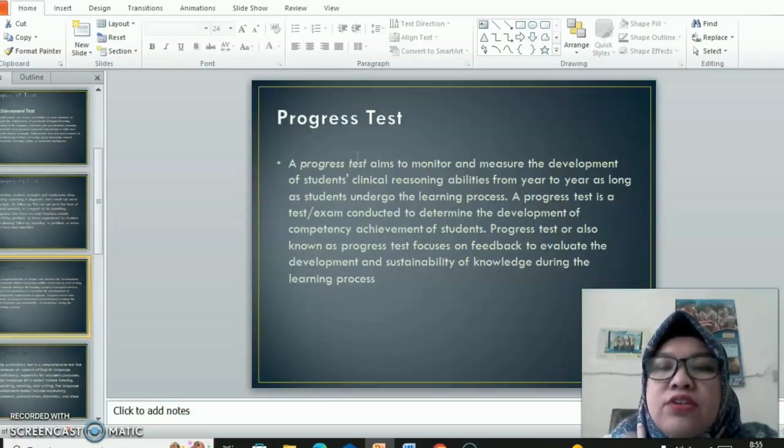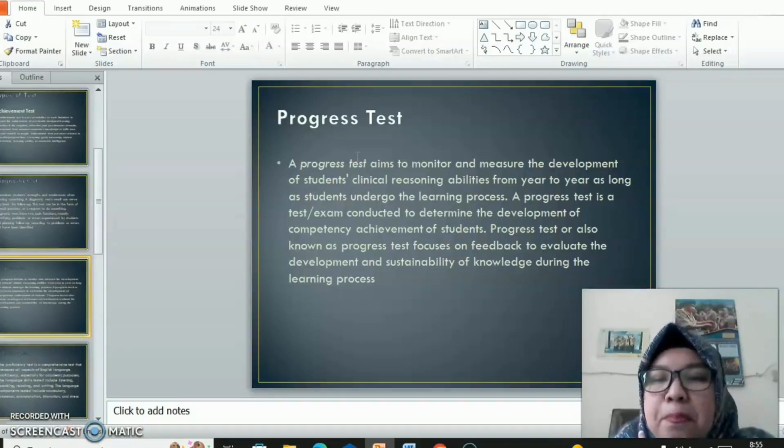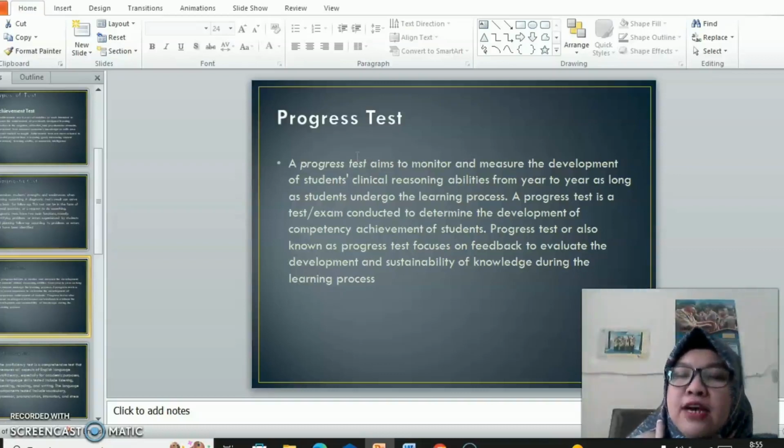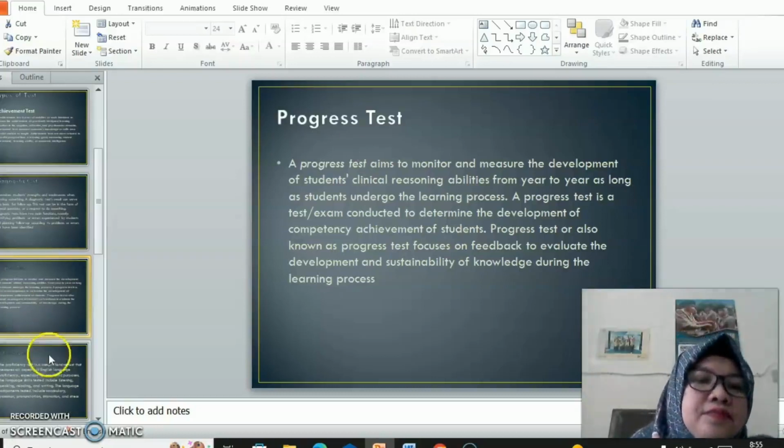Progress tests focus on feedback to evaluate the development and sustainability of knowledge during the learning process. So whenever you want to know how far your students have developed from their prior competency, you can conduct progress tests.